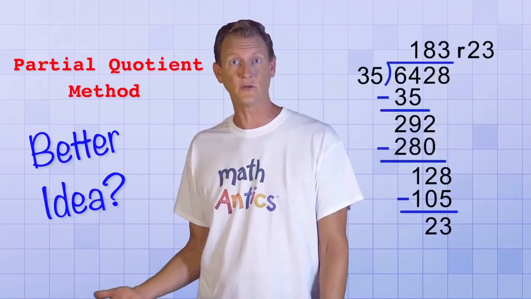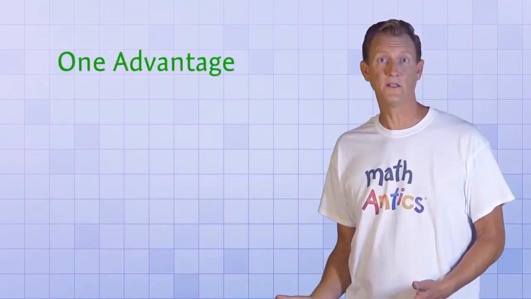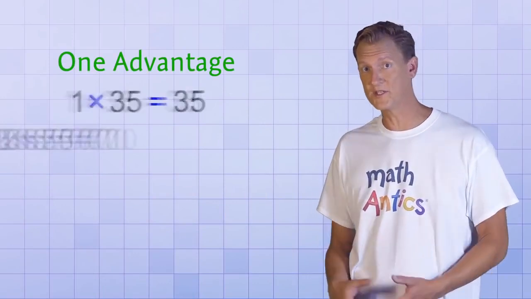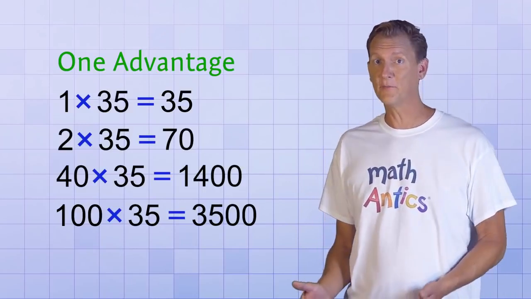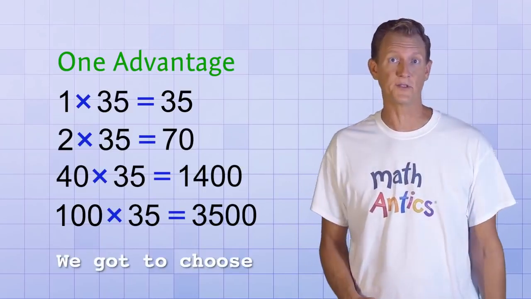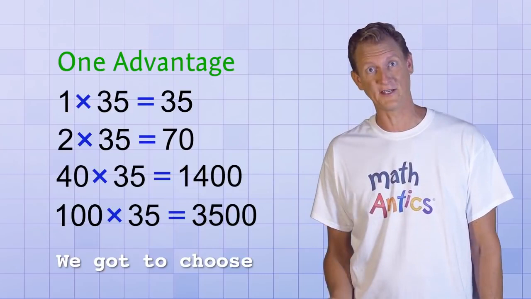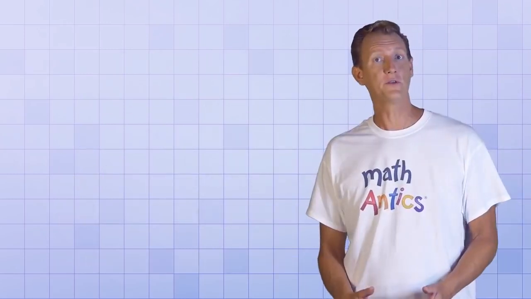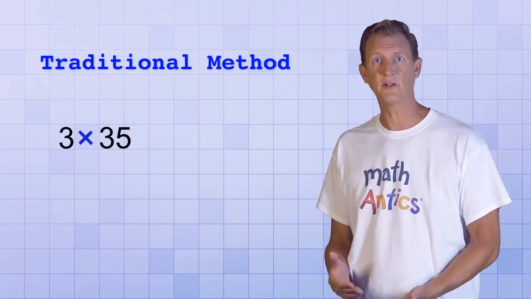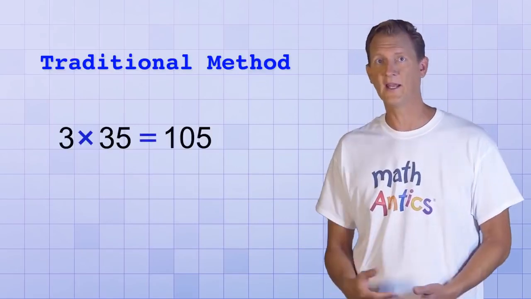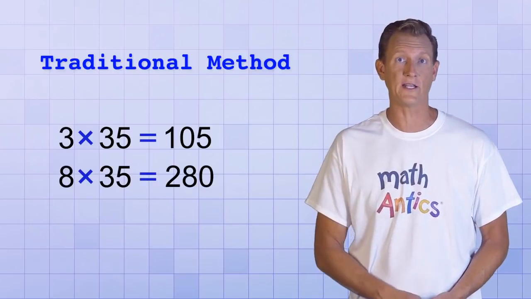And you may be wondering if the partial quotient method was really a better idea than just using the traditional division algorithm. What was the advantage? Well, one advantage is that we were able to solve the problem with a set of multiplication facts that was pretty easy to calculate. They were easy because we got to choose convenient multiples. It's pretty easy to multiply things by 10 or by 2. If we had used the traditional method, we would have had to know the multiplication facts 3 times 35 equals 105, and 8 times 35 equals 280.